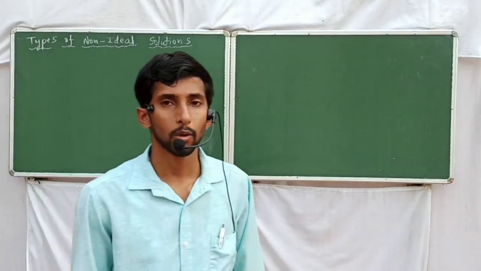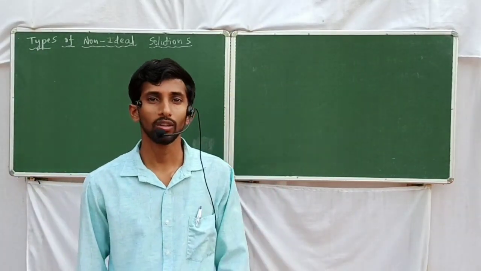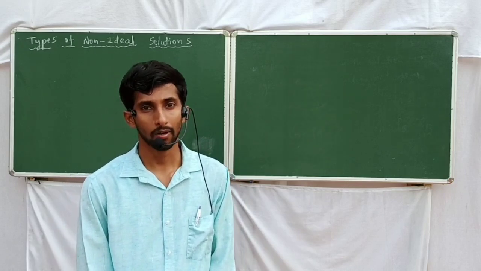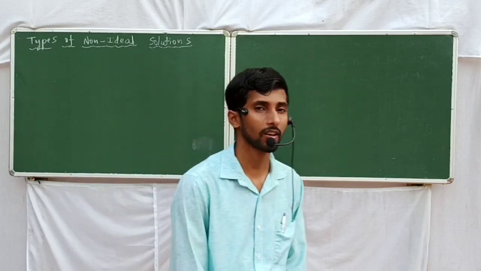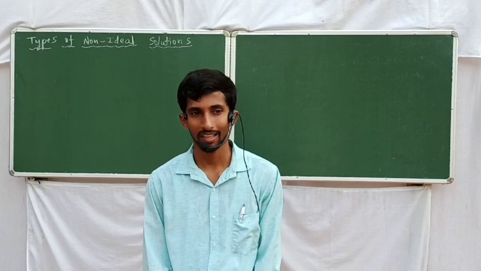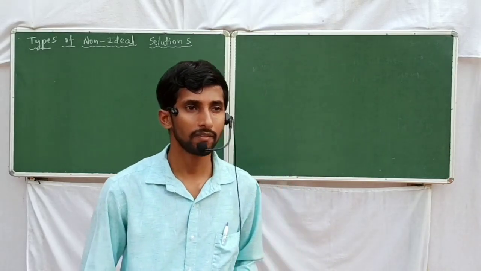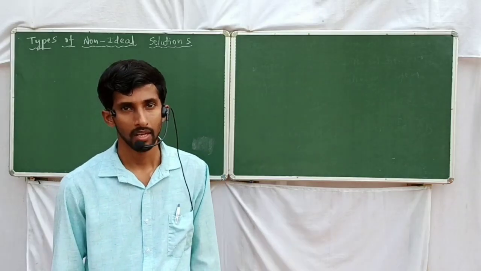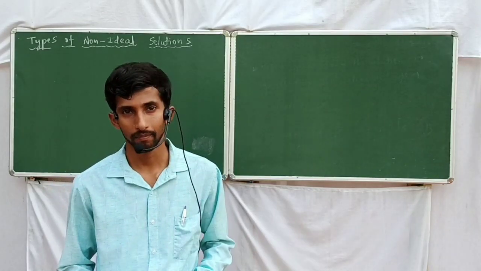Hello students, today's topic is types of non-ideal solutions. Solutions which do not obey Raoult's law at all concentrations are called non-ideal solutions. That means some types of solutions will deviate from Raoult's law. Then what is the meaning of deviation?